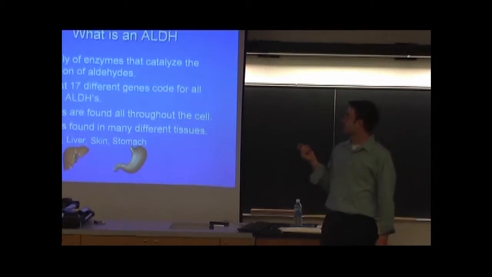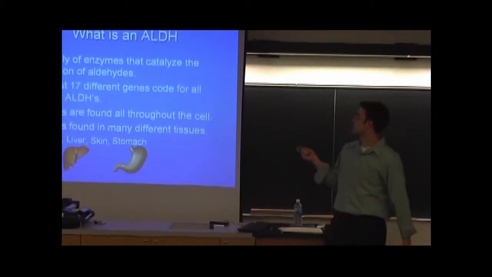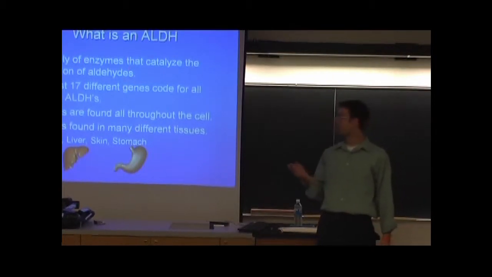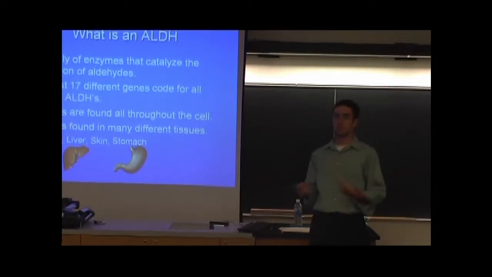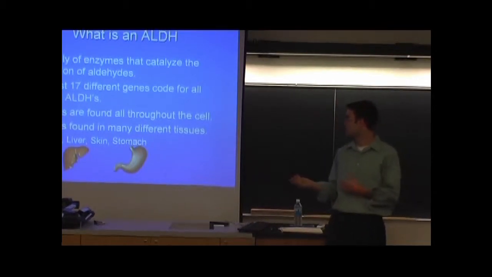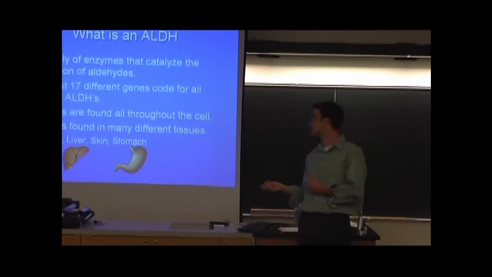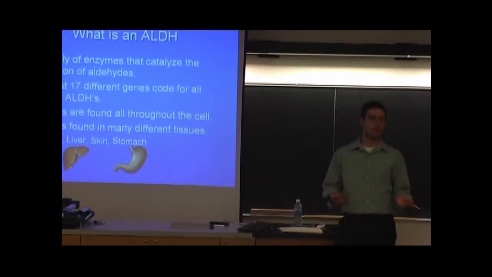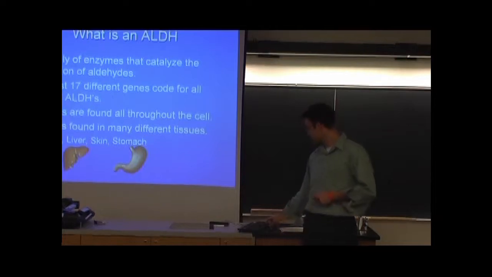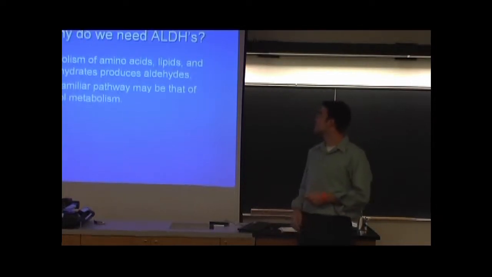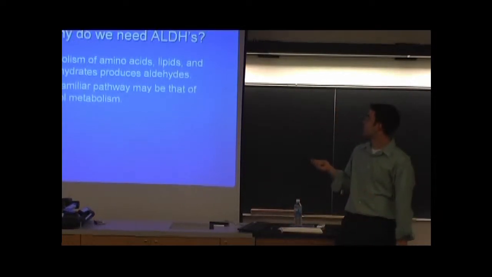Well, an Aldh is an enzyme. There's actually a family of Aldh enzymes, and they catalyze the oxidation of aldehydes, which was that previous reaction that I showed. There's at least 17 different genes that code for all the known Aldhs. They're found all throughout your cell, in the cytoplasm, in mitochondria. They're also found in many different tissues: your eyes, liver, skin, stomach. Basically, anywhere you're going to have an aldehyde, you're going to find an aldehyde dehydrogenase, which is pretty ubiquitous throughout your entire body. So, why do we need these things?